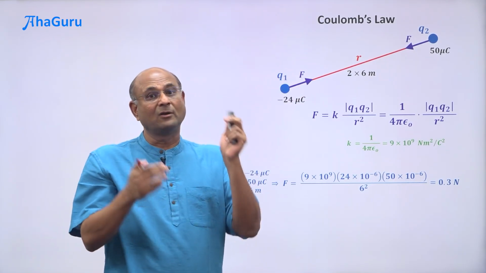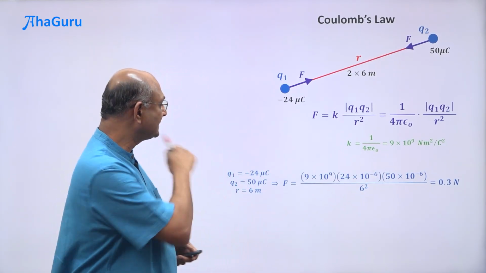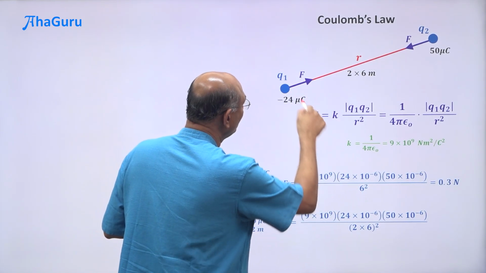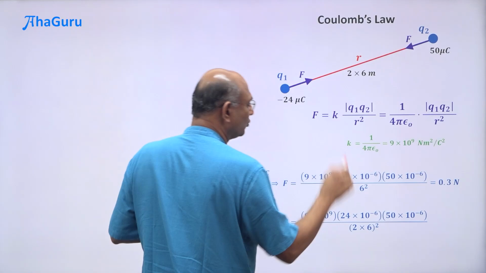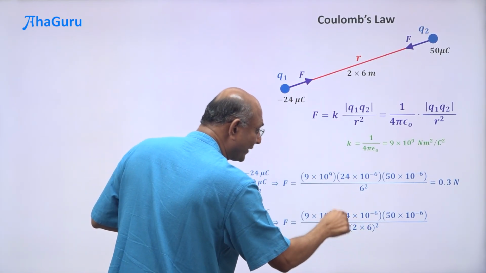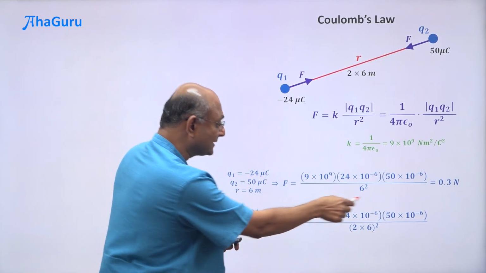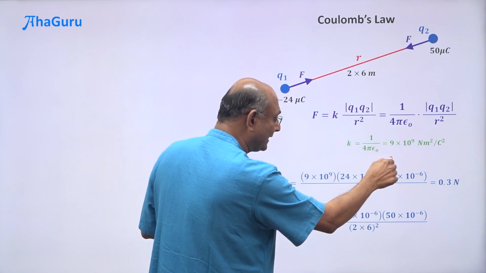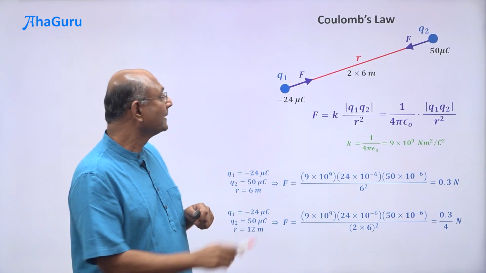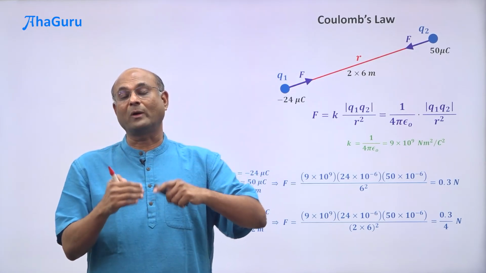Because increasing distance, force decreases. Will it become 1 by 2? Will it become half of that? No. Let us see. The force is K Q1 Q2 by r square. Earlier it was 6 square, now it is 2 times 6, but you're going to square it. So you're going to get 2 square into 6 square. 2 square means 4. The rest of it is exactly the same as that, right? So it's going to be 0.3 by 4. So by doubling the distance, the force has become 1/4, 1 by 2 square.